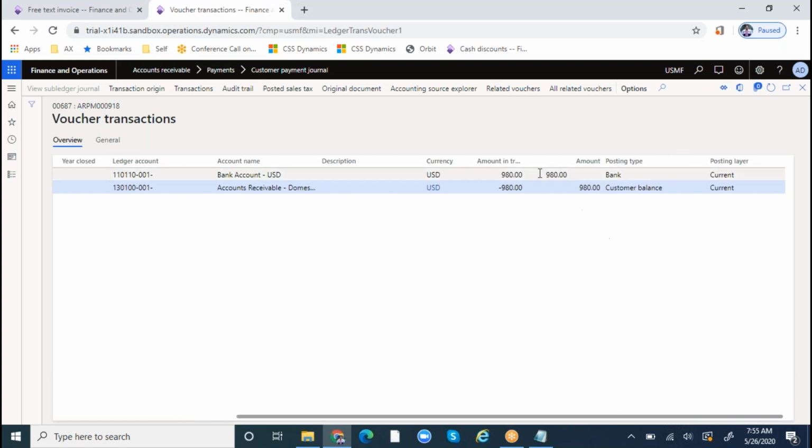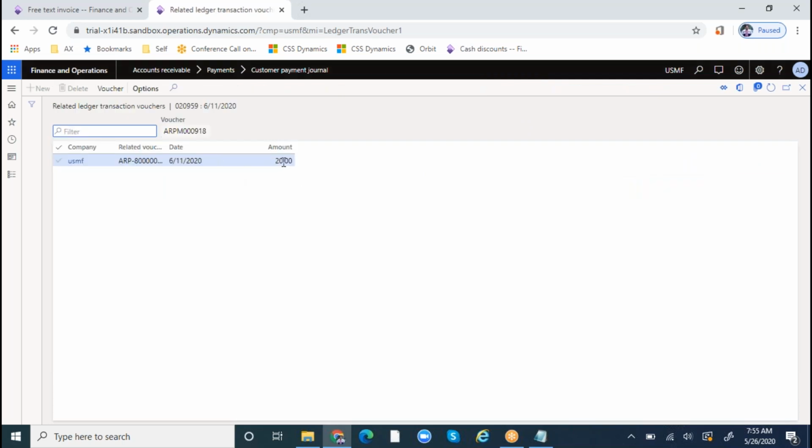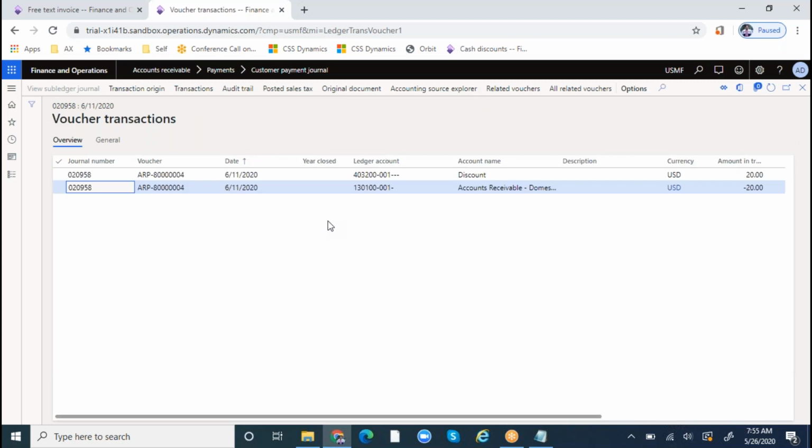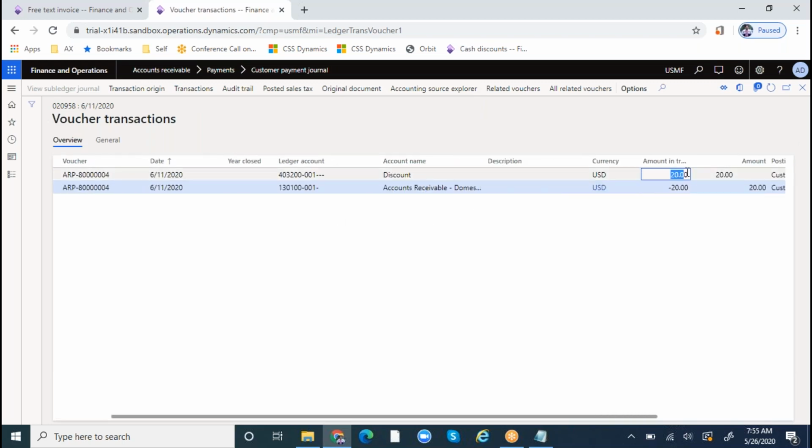Now, where was this 20? If you click on related vouchers, it will show 20. You can click on that voucher. It will decrease the customer account by 20 and update the discount account. The discount account is whatever you have mapped; we have mapped 403200 in the discount, and that will be posted.